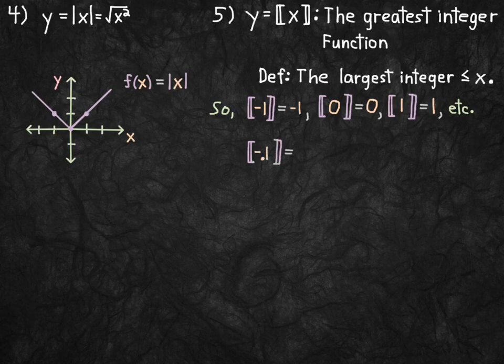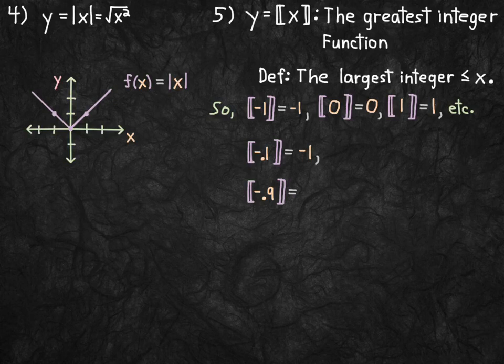Now, the interesting thing is when they're not integers. So suppose I had negative 0.1. I want the largest integer less than or equal to that. Picture it on a number line, draw it if you need to. That would be negative 1, even though it's closer to 0. You're not rounding it off, it would be negative 1.